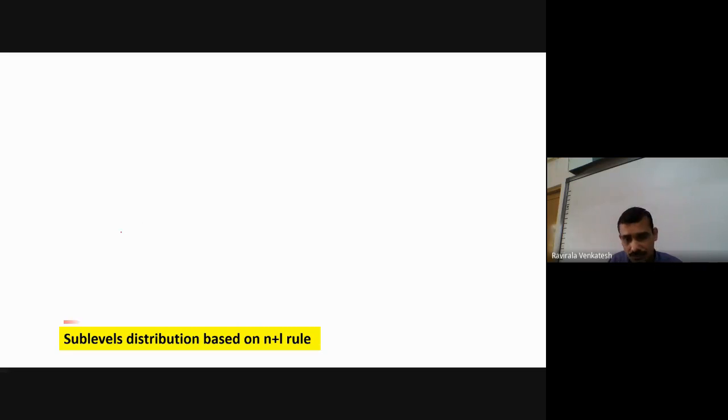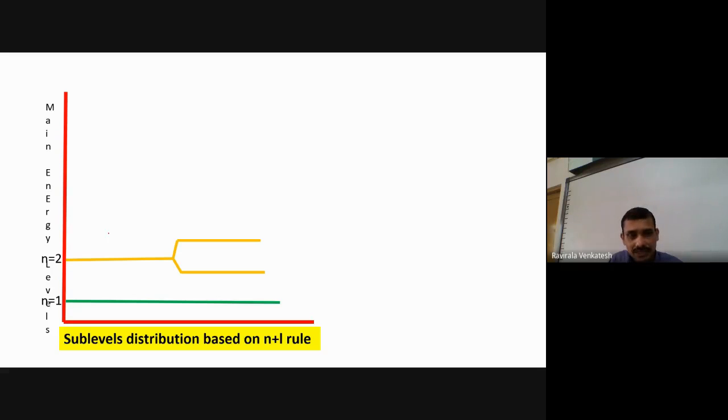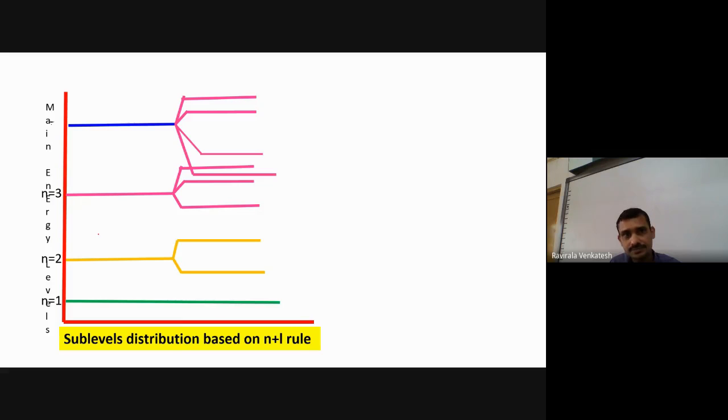Next, the sublevel distribution based on the n plus l rule. n is equal to 1 means the first orbit, then the second orbit. Now, if n is equal to 1, which orbital are you going to have? Only one orbital. What is that orbital? The s orbital. Now, in the second principal quantum number, which orbitals are we going to have?